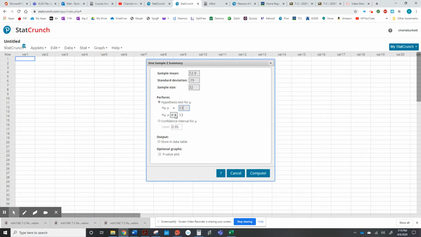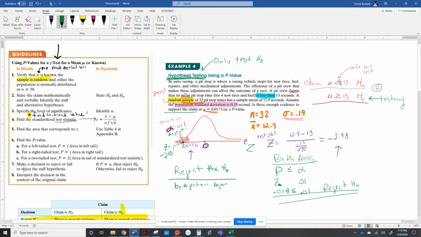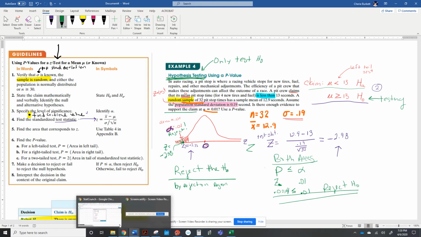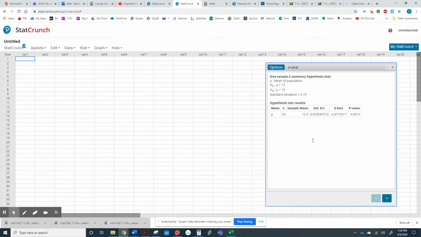And then down here, you tell it that the alternative was less than. And I think, let me see. The alternative was less than. Now I thought I remembered. So since the alternative was less than, then on this screen right here, for the alternative, you put less than. And we're not doing a confidence interval. I don't like it to store the data in the table. I like it to give me the answers, and we'll see what it's going to do. We'll plot it. I don't know what the plot was going to look like. So let's compute it. All right.